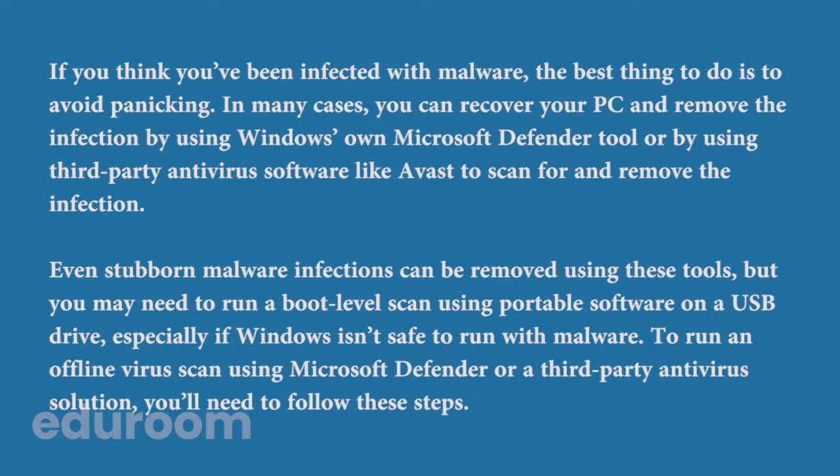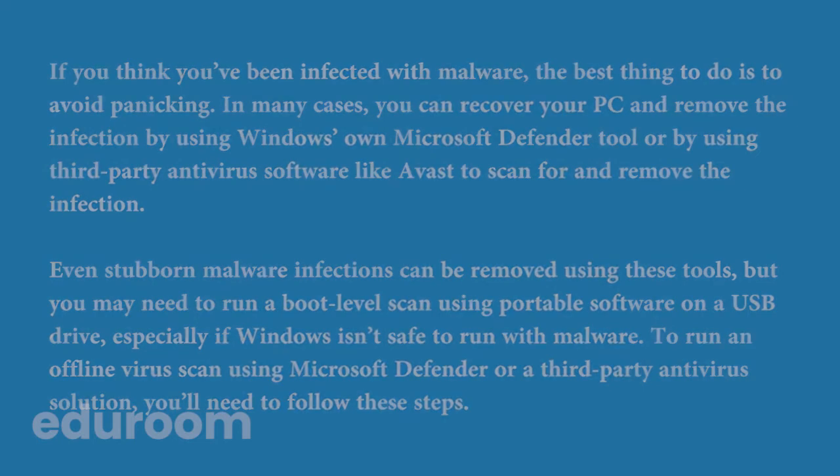Even stubborn malware infections can be removed using these tools, but you may need to run a boot-level scan using portable software on a USB drive, especially if Windows isn't safe to run with malware. To run an offline virus scan using Microsoft Defender or a third-party antivirus solution, you'll need to follow these steps.